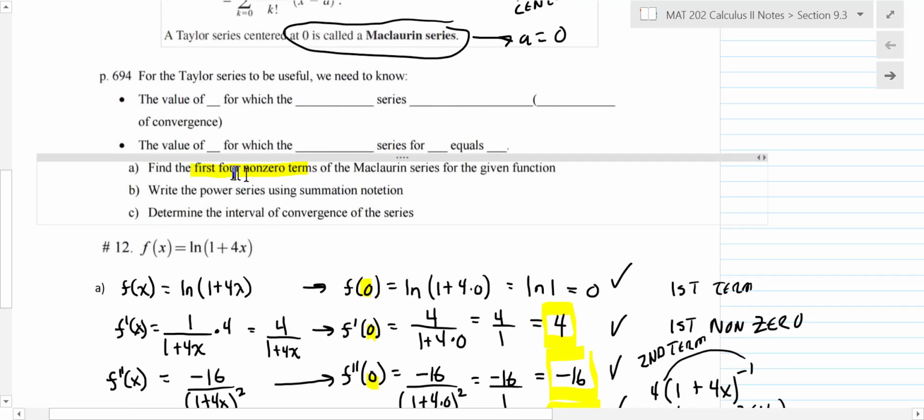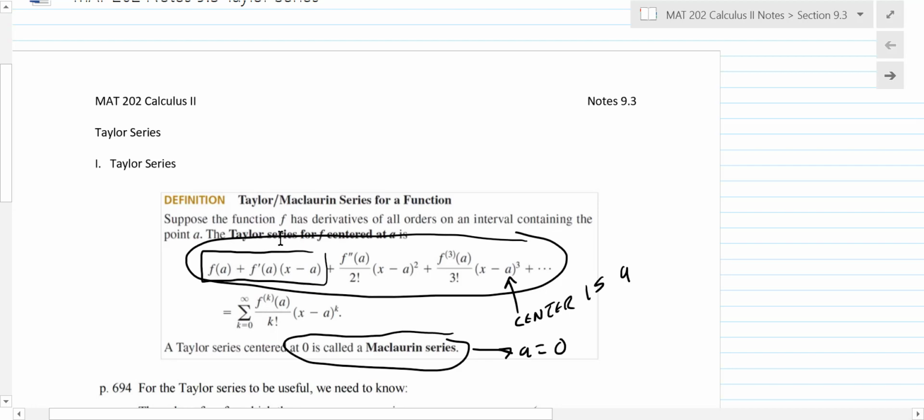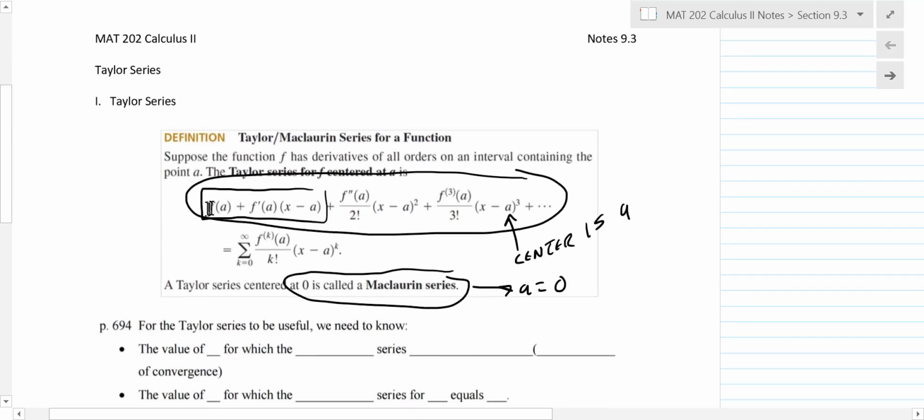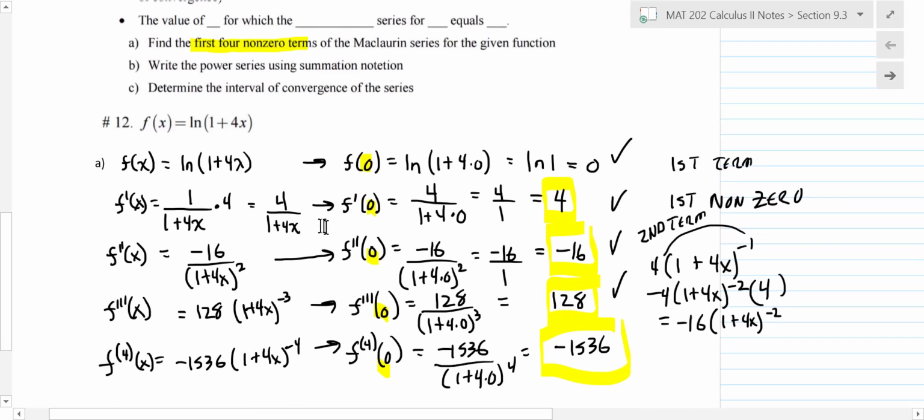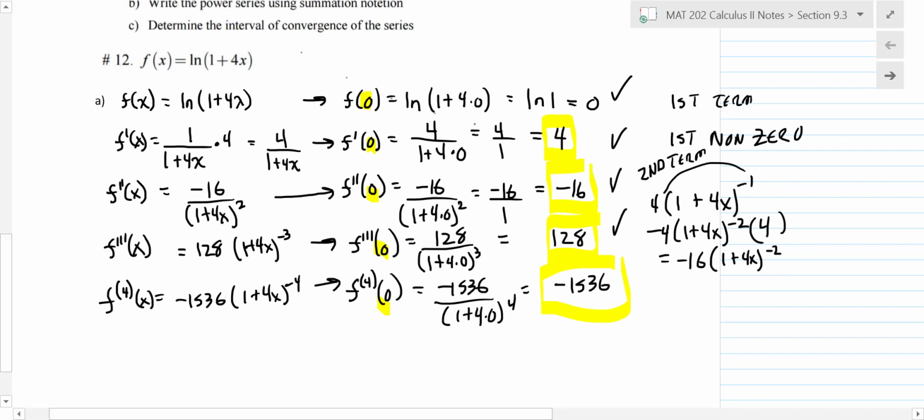We've got to find the first 4 non-zero terms of the Maclaurin series. So it basically goes like this. If you look at your formula, the f of 0, that was already this term. Now I'm going to go ahead and write this in just for emphasis, and then it follows a nice pattern. Okay, that's your constant term, like that.